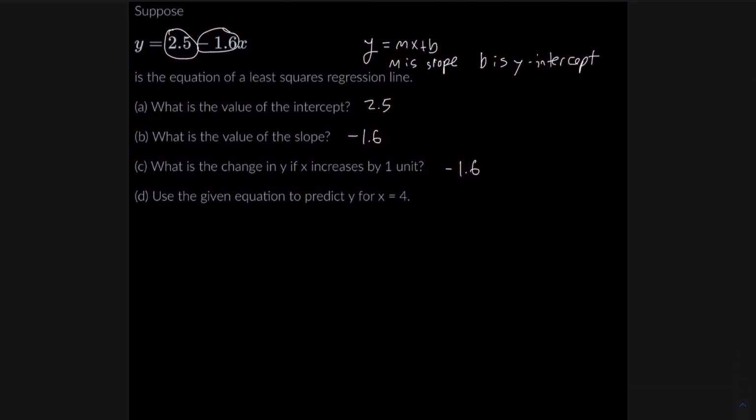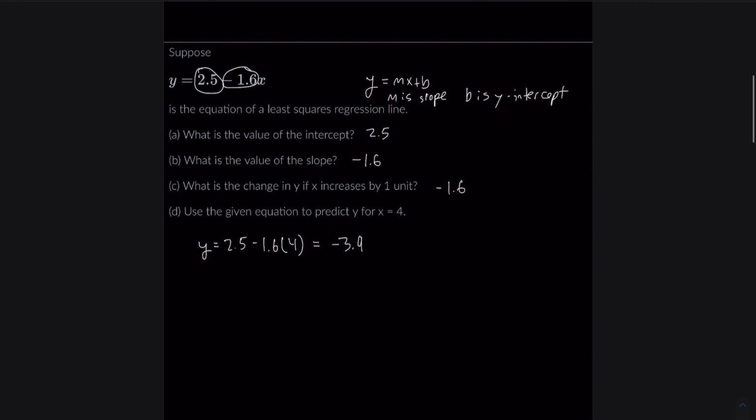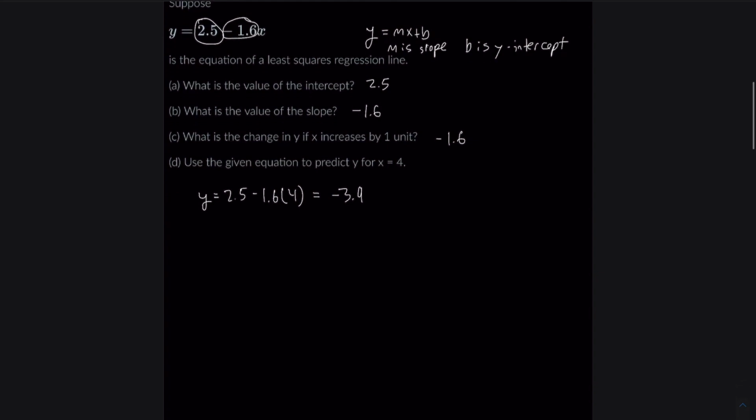Part D says, use the given equation to predict y for x equals 4. What we would do here is y equals 2.5 minus 1.6, and then all we're going to do is plug in that value for x. So it'd be 4 here, and then this is going to come out to negative 3.9. And so that's how we would predict what we would find for data points. So if we draw that least squares regression line, and then we get an equation for it, we use that to predict all of our data points for whatever we're doing.